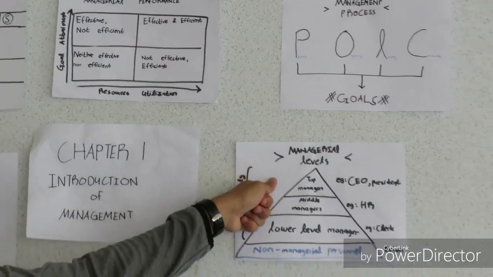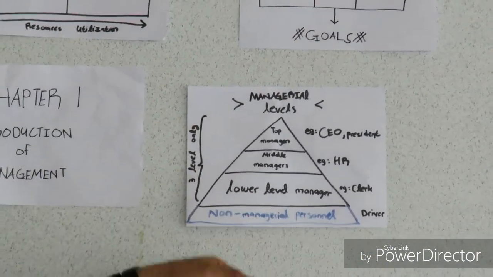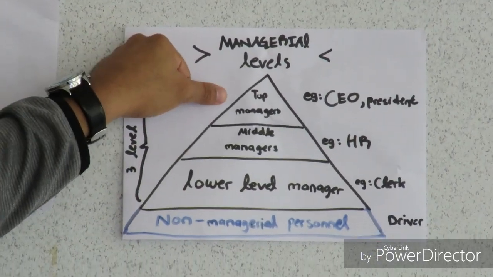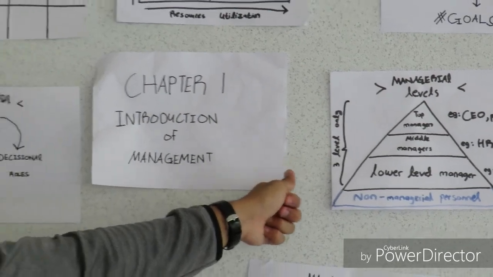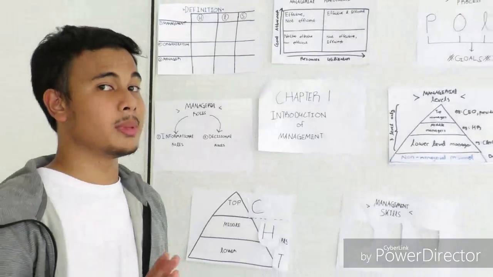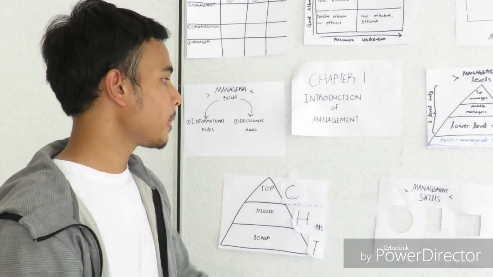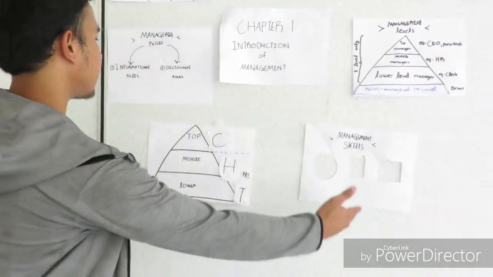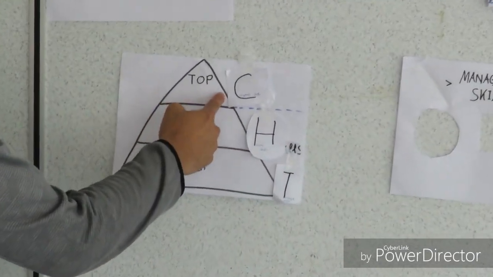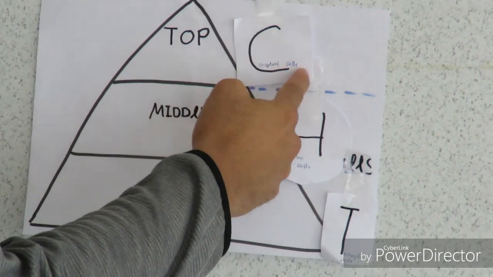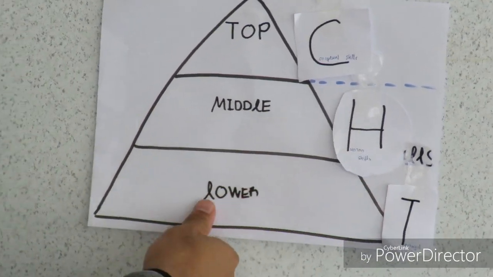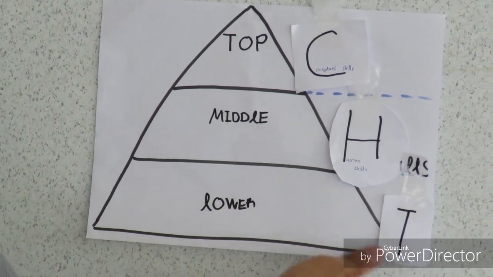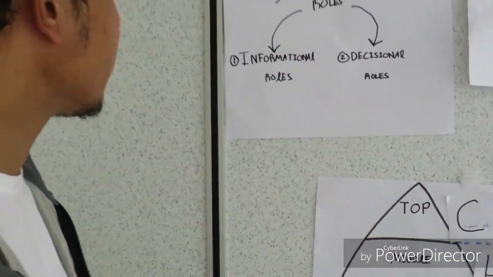Next is the managerial level. There are 3 levels of manager, which are the top manager, middle manager and lower level manager. As you can see at the bottom is the non-managerial personnel. They are not managers but staff that help managers. For management skills, the top manager requires conceptual skill, C. The middle manager needs human skill and the lower manager needs technical skills to perform their work.